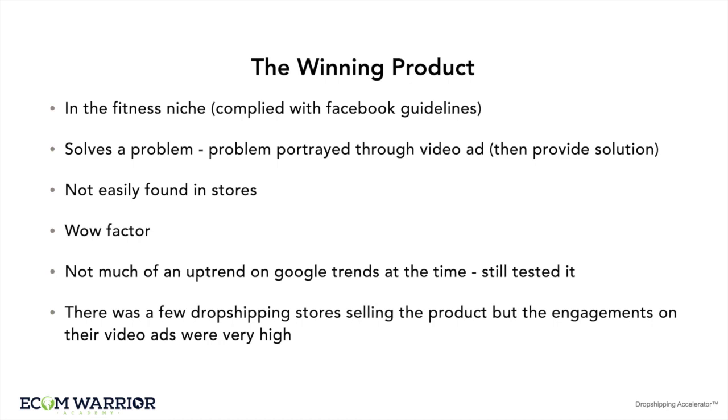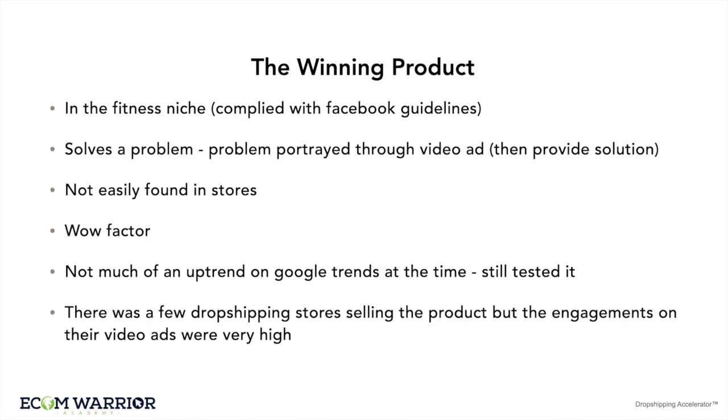Now, the product also had a wow factor, and on Google Trends, there was not much of an uptrend at the time. However, I still tested it. So don't look at Google Trends as a final deciding factor. So don't think to yourself, if the product does not have an uptrend, I can't actually sell it. That is incorrect. This product didn't actually have an uptrend. If anything, it had a slight downtrend. However, it did meet most of the criteria that we discussed in the program. And so this product was one that I decided to test.